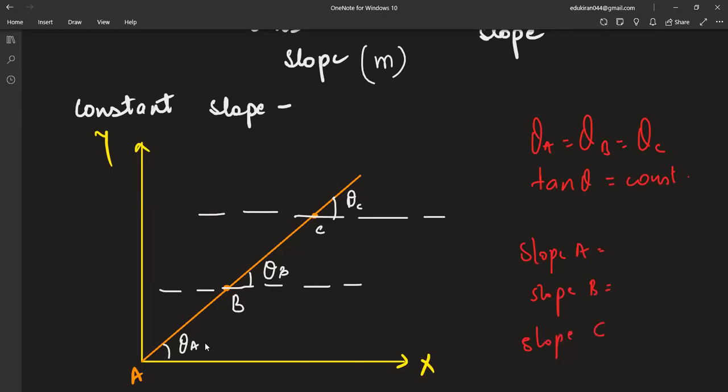Why? Because all the angles are the same. So that's the best way to identify a constant slope. What you can conclude is that this is a constant slope because the values of the angles are not changing. And if the angles are not changing, tan theta won't change. If tan theta won't change, the slope will be the same in all.